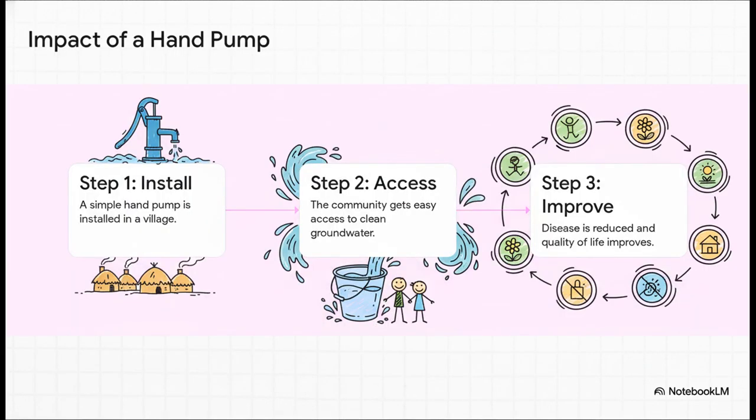This is a perfect example, a simple hand pump. It's not flashy, it's not complicated, but just look at the ripple effect it can have. A hand pump gives a community access to clean water. Clean water means less disease, and less disease means a dramatically better quality of life. It is a small tool with a massive impact.